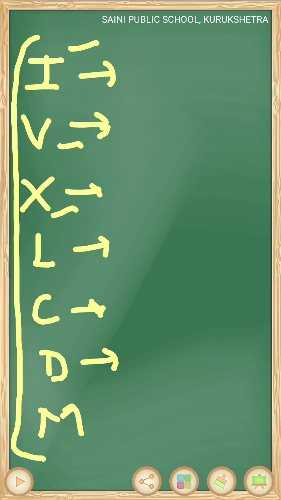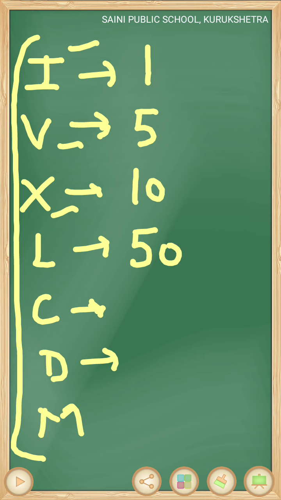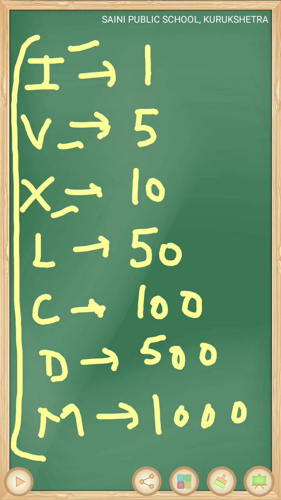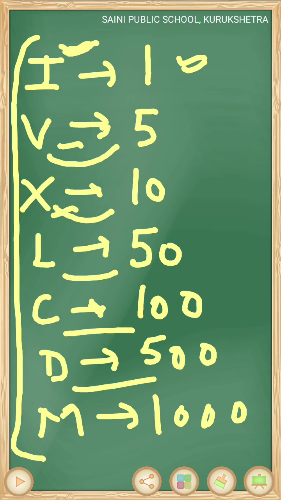For example, I represents 1, V represents 5, X represents 10, L represents 50, C represents 100, D represents 500, M represents 1000. It means if I am writing I, I am writing 1. If I am writing V, I am writing 5. If I am writing X, I am writing 10. Similarly, L represents 50, C represents 100, D represents 500 and M represents 1000.